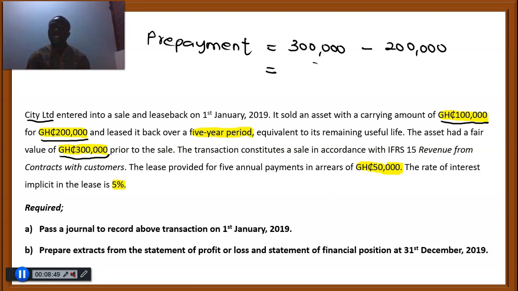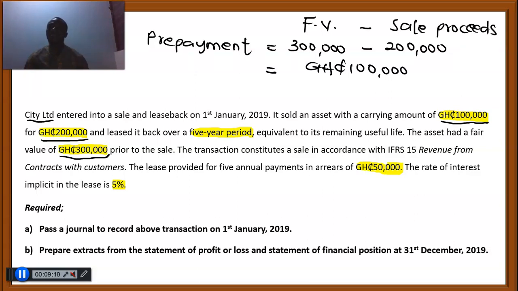And that gives us an amount of 100,000. On the market, the asset is actually worth 300,000, but then the seller-lessee is taking 200,000 for the assets. So the fair value is 300,000, but the seller-lessee is taking 200,000.